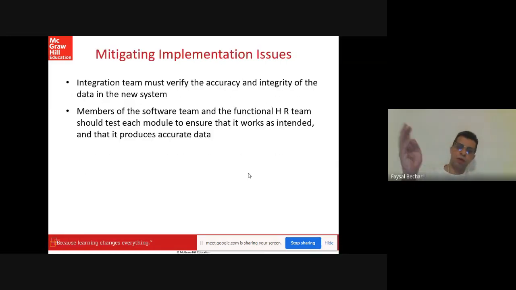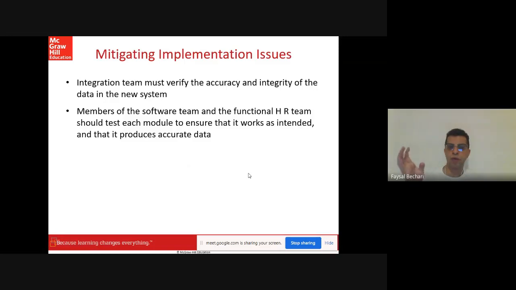But earlier we spoke about other reasons why you need to replace it, and how you do the mitigation. There are certain processes and procedures, which we spoke about earlier, and you need to do them. There is also more information here: the integration team must verify the accuracy and integrity of the data in the new system. The data will be migrated there, and you need to know whether the data's integrity holds, whether they missed some data, or whether data was misallocated. It is very important to see whether it's true or false.